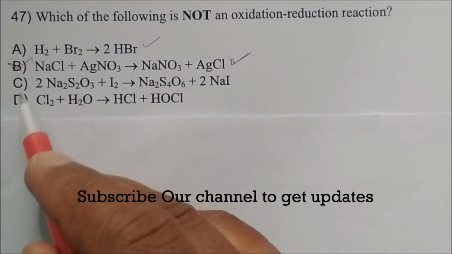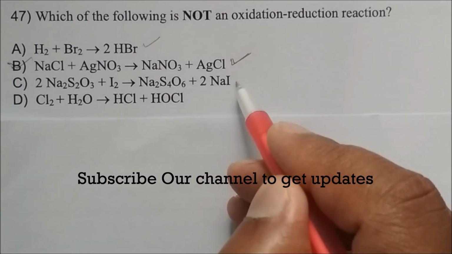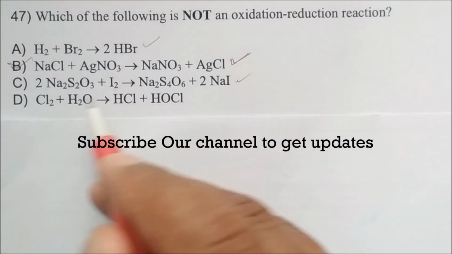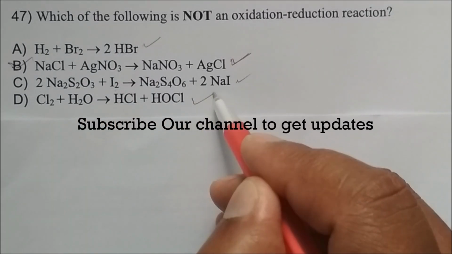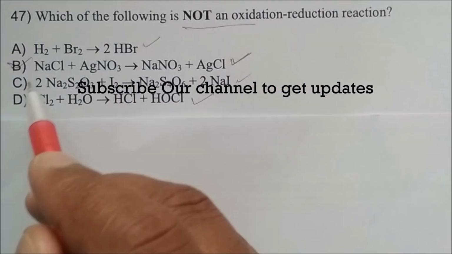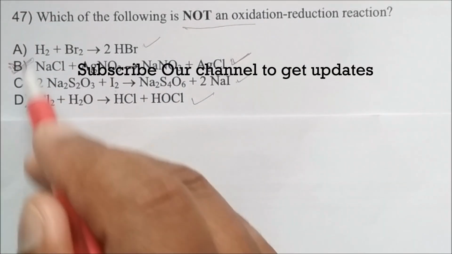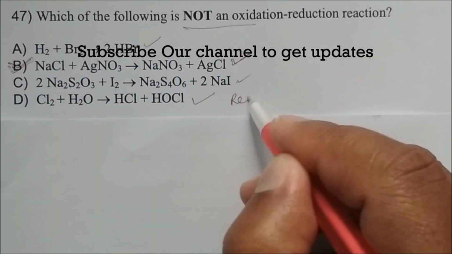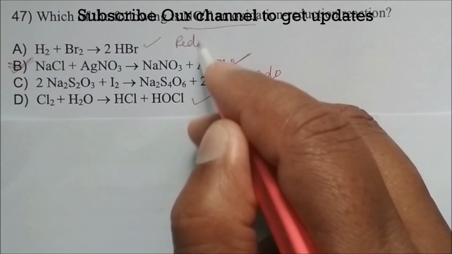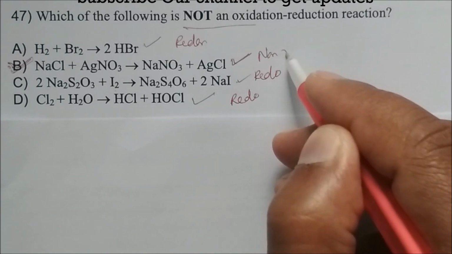Let us check the others, C and D. In this case, is this redox? Yes, redox, because iodine and sulfur undergo reduction and oxidation. Cl2 plus water is definitely a redox reaction. So our answer, the non-redox reaction, is only B. The remaining three are redox. This is redox, this is also redox, and this is also a redox reaction. But this one will be a non-redox reaction.